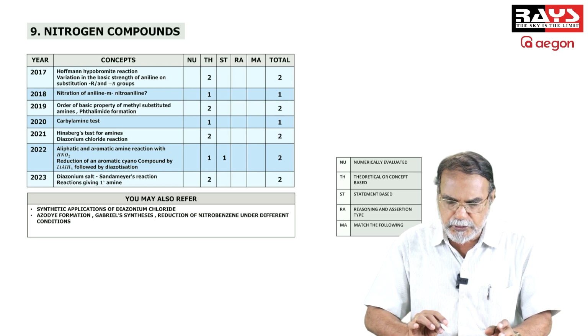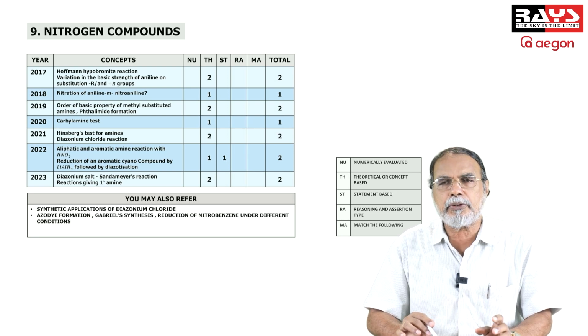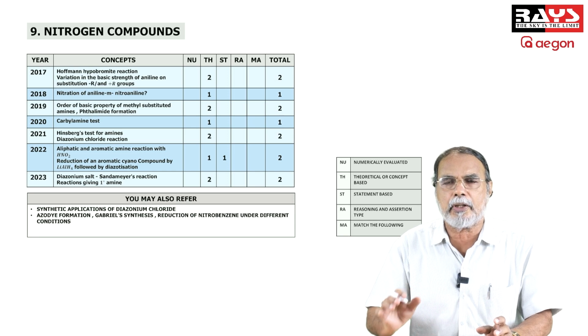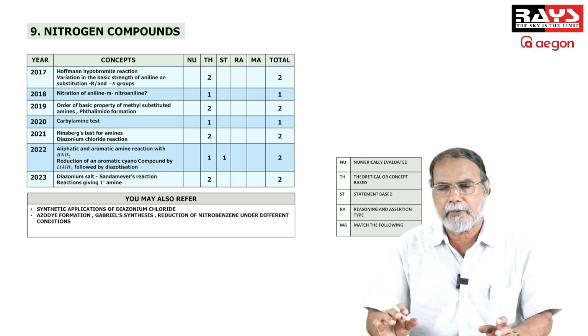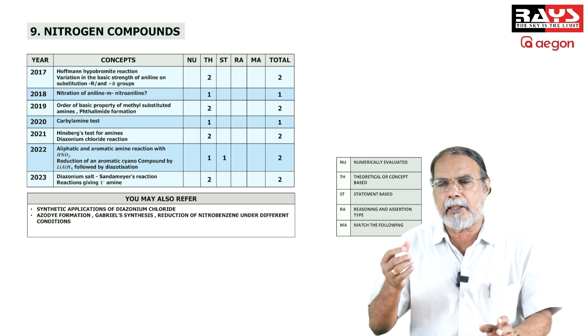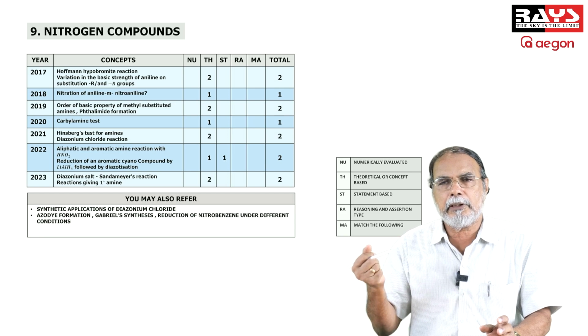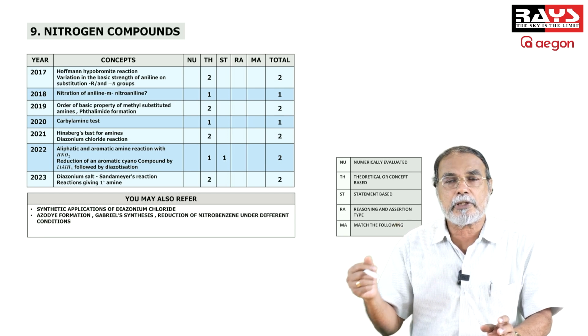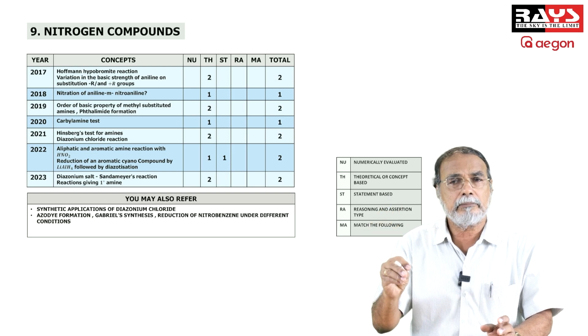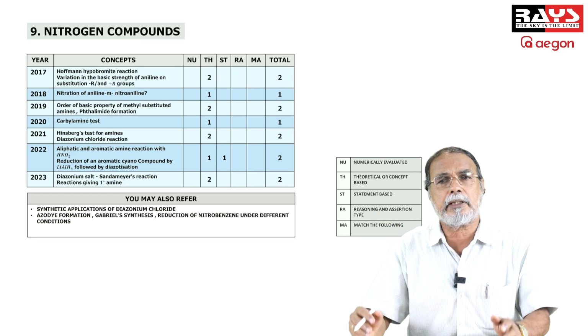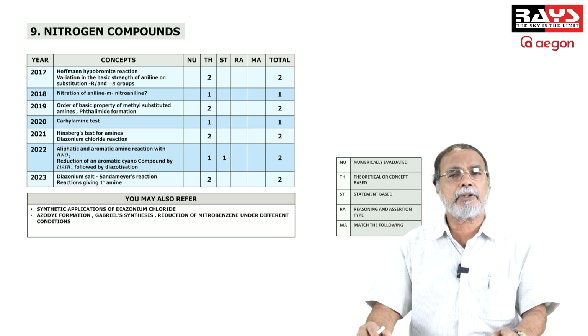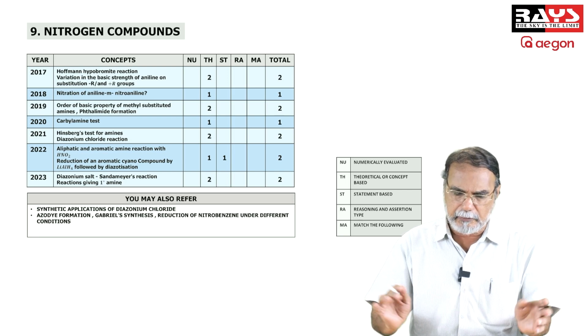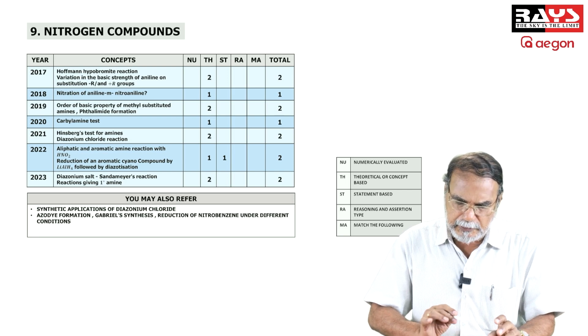And there was also a question on the variation of the basic strength of aniline by substitution of other groups on the aniline ring. If you substitute an electron withdrawing group, the electron density on the nitrogen decreases and the basic strength decreases. If you substitute an electron donating group, obviously the electron density on the nitrogen will increase and the basic nature will increase. So based on that, there was a question in 2017.